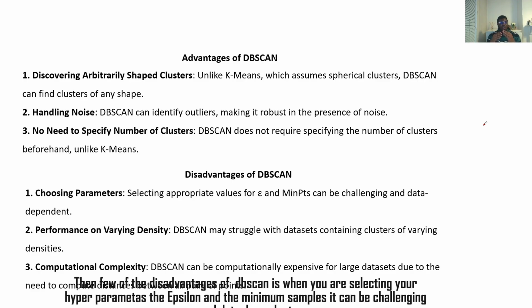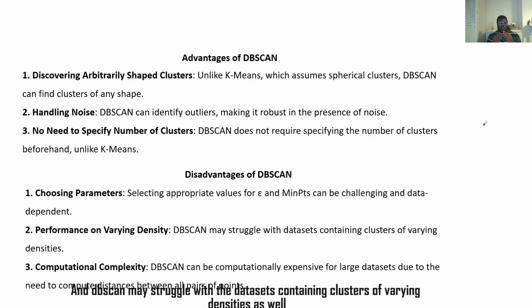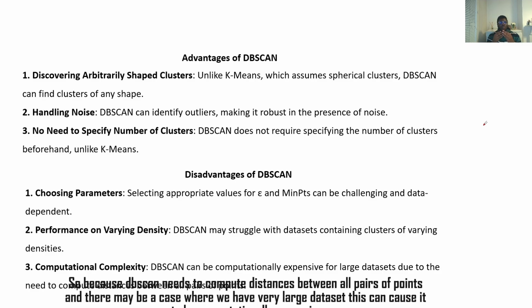A few of the disadvantages of DBSCAN: selecting the hyperparameters, epsilon and minimum samples, can be challenging and data dependent. DBSCAN may also struggle with datasets containing clusters of varying densities. Because DBSCAN needs to compute distances between all pairs of points, on a very large dataset this can make it computationally expensive.